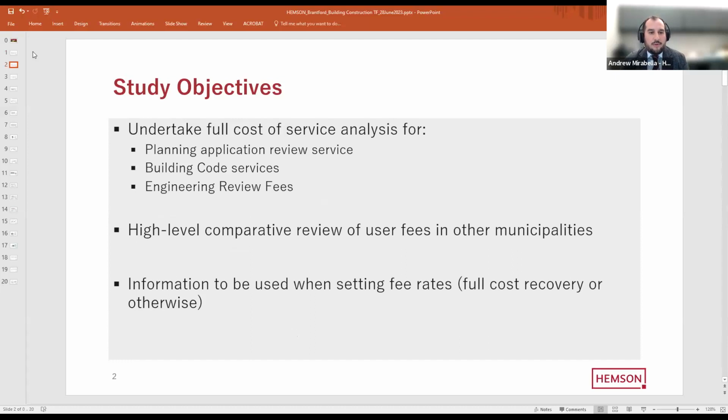So we were retained to undertake this full cost of service analysis, particularly for the development application fees, which consist of really three key areas. We have planning application review services, fees under the Building Code Act, as well as engineering review fees. As part of our mandate, we did undertake a high-level comparative review of user fees in other municipalities and how those fees compare to Brantford, both in terms of the current and calculated rates. The information that we have is to be used when you're setting your fee rates, whether they're at the full cost recovery rates or otherwise.